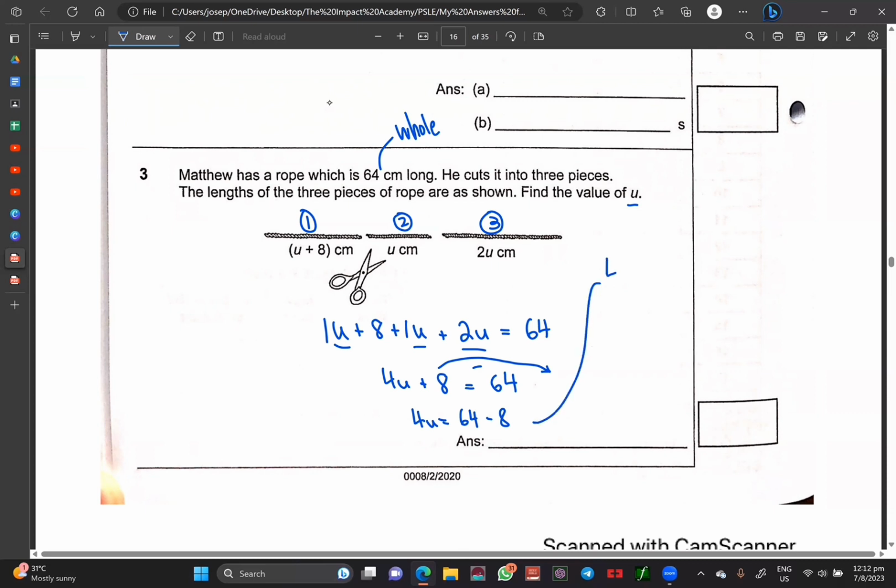So therefore, I continue from here. 4u is equal to 56, and we find 1u. All right, so we simply have to do 56 divided by 4, and therefore 1u is equal to 14. And the question wants you to find the value of u, and therefore the value of u is 14, not just 14, but 14 cm.